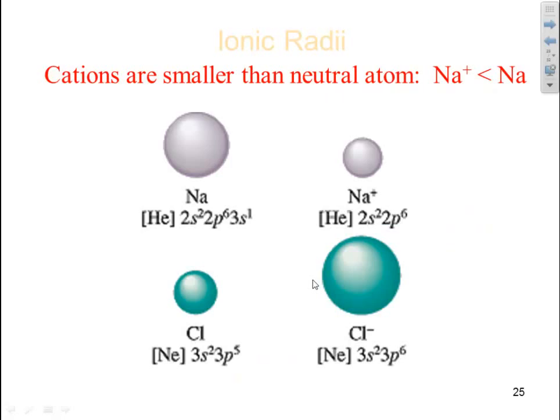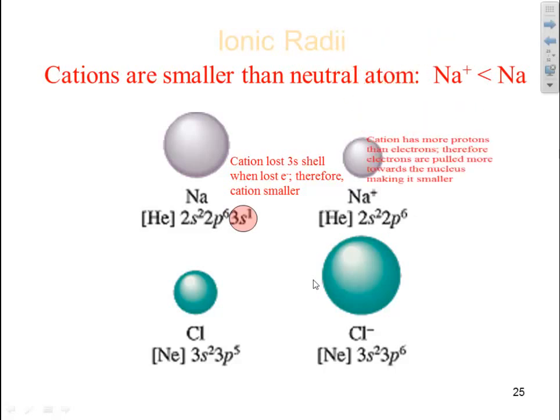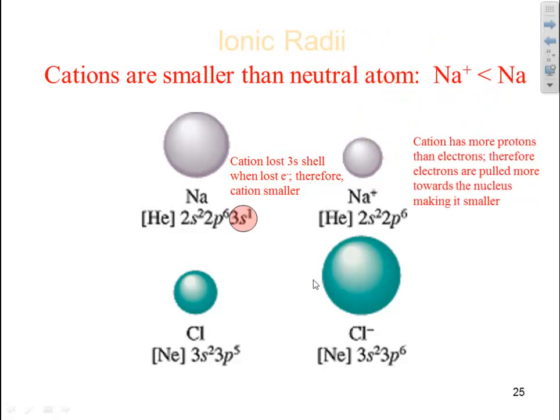Cations are smaller than neutral atoms, so sodium plus is smaller than sodium. Sodium has a 3s1, so basically when it goes to be a cation, it's going to lose that outer shell, that 3s1, so therefore it's smaller. Cations also have more protons than they have electrons, therefore the electrons are going to be pulled more toward the nucleus, also making it smaller.